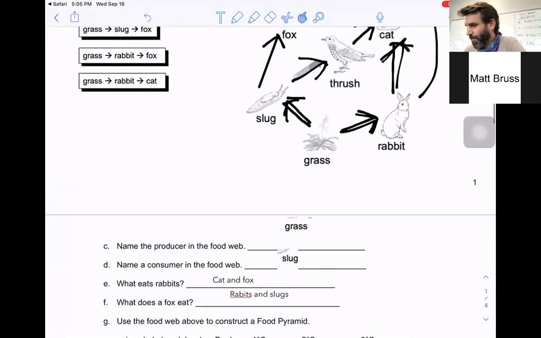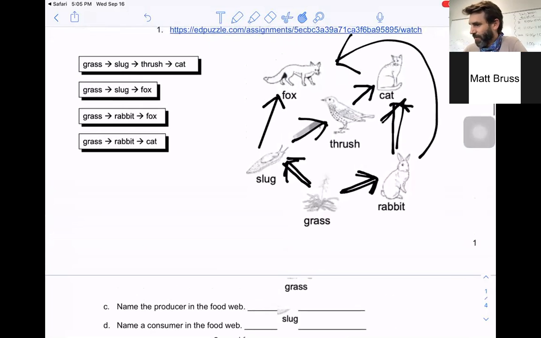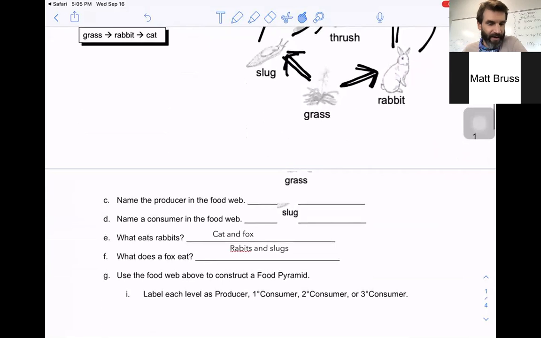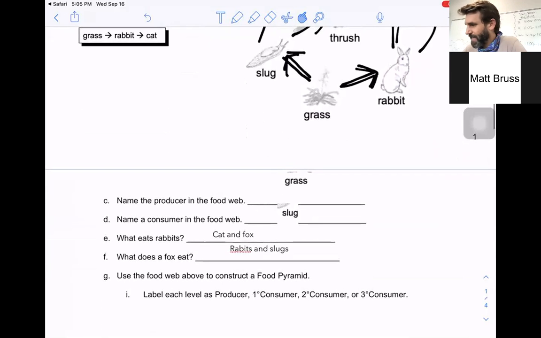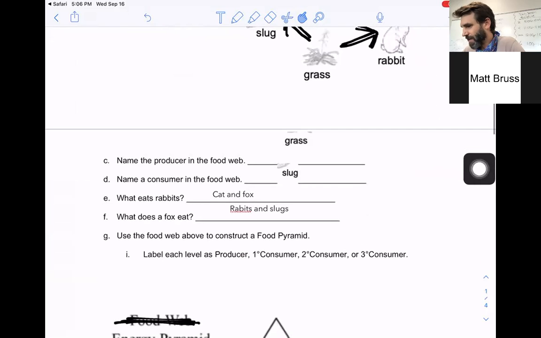Also, you could ask from a food web, what eats rabbits? Well, let's follow the arrows from the rabbit here. A fox eats the rabbit and cats eat the rabbit. So that's another piece of information that's contained in this food web. And then part F, what does a fox eat? Well, we follow the arrows backwards. A fox eats a slug and a fox eats a rabbit. Another piece of information contained in there.